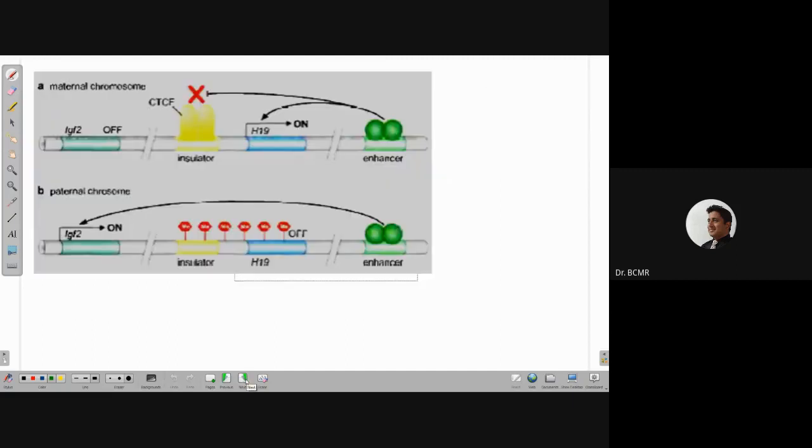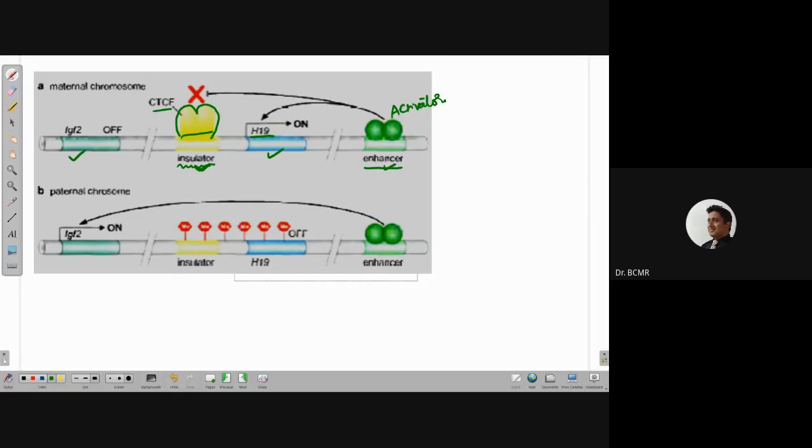So here we are going to see one example. Here is an enhancer. To the enhancer, activators are bound. Okay, and there is a gene called H19, and there is a sequence called an insulator to which a protein binds. The specific protein that is bound here is called CTCF, and there is another gene called IGF2. Okay, there are two genes and two regulatory elements, enhancer and insulator.